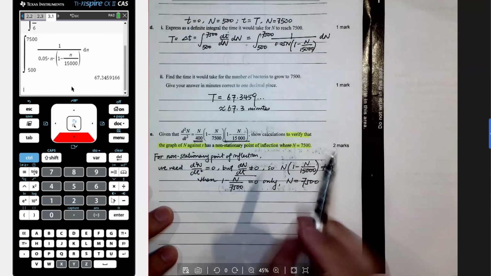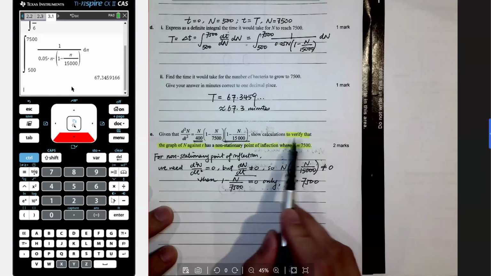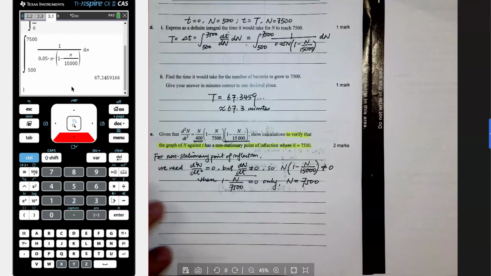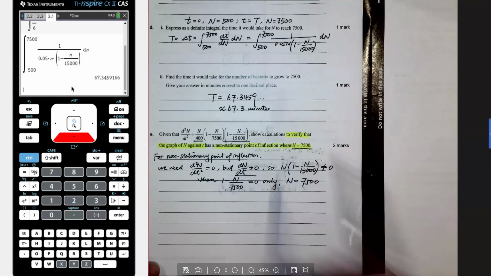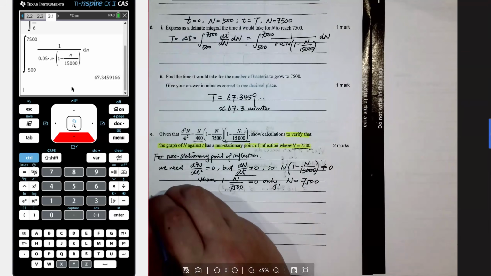And then verify a point of inflection. I think if you look at the past, especially the recent VCAA exams like 2020, you would have to verify, for example, the sign change near this value. So a quick method.